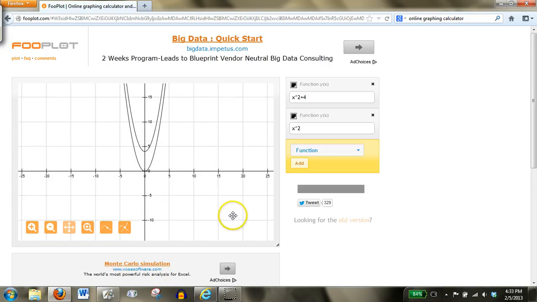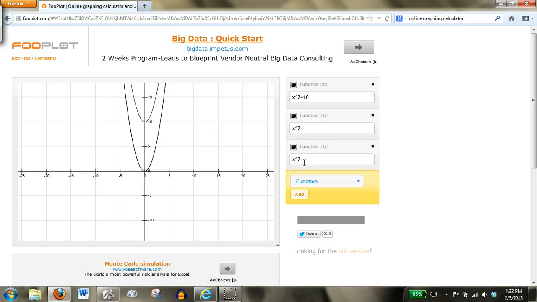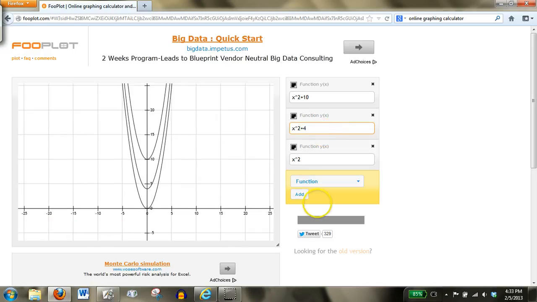Take a look. If I change it to x squared plus 10. Oop, I lost the other graph. Hold on a sec. Let's put this back and then change this to 10, but add it. Again, notice our graphs. Here's the bottommost one is just our parent graph, x squared. Our next one up, x squared plus 4, and then one up after that, x squared plus 10.